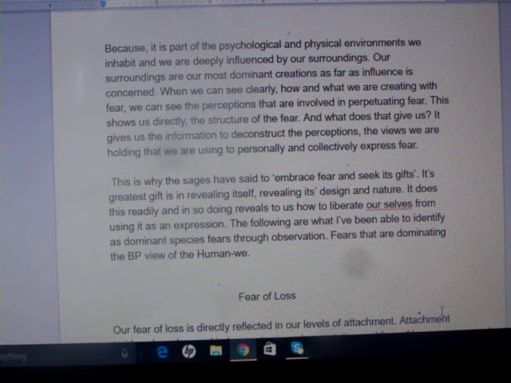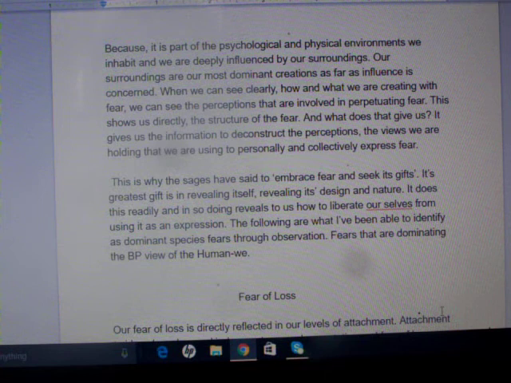Because it is part of the psychological and physical environments we inhabit, and we are deeply influenced by our surroundings. Our surroundings are our most dominant creations as far as influence is concerned. When we can see clearly how and what we are creating with fear, we can see the perceptions that are involved in perpetuating fear. This shows us directly the structure of the fear.